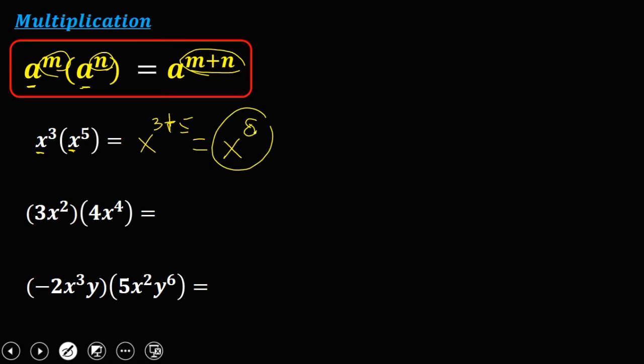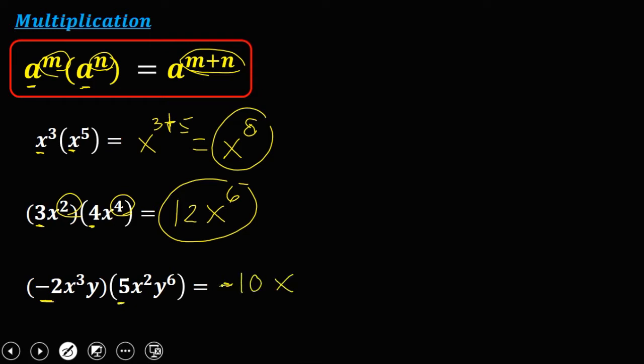Then for this 3x squared times 4x to the power 4, you multiply the numbers 3 times 4, that's 12. Then x, then you add the exponents, that's 2 plus 4. This one is 6, and that's the final answer. Then for this given, multiply negative 2 and 5, that's negative 10. Then for x, you add the exponents, 2 plus 3, that's 5. Then for y, 6 plus 1, that's 7. So this is now the final answer.